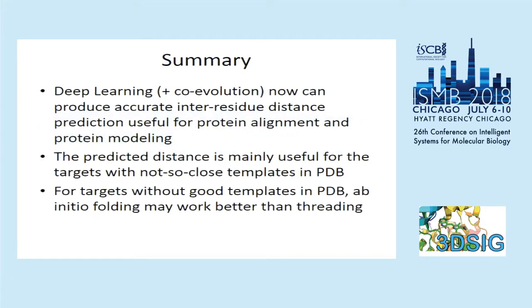Okay, so here I will just summarize. By using deep learning with convolution, we can now predict much more accurate inter-residue distance than before. And this kind of distance information is useful for protein alignment and protein modeling. The predicted distance is mainly useful for the targets without so close templates in the PDB. And for those targets without templates in the PDB, actually, we don't have to use threading. We can use ab initio folding, which can do much better than the threading method.